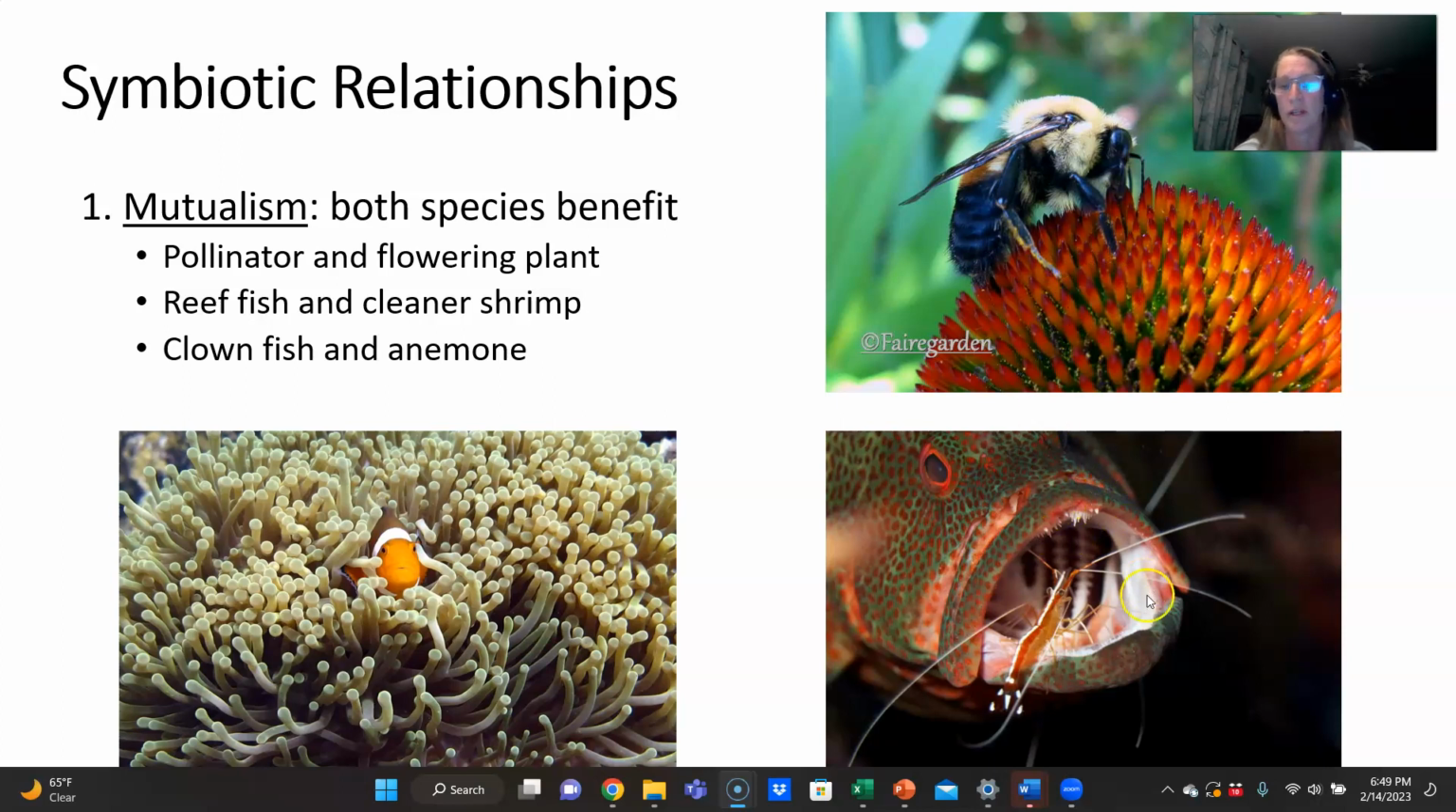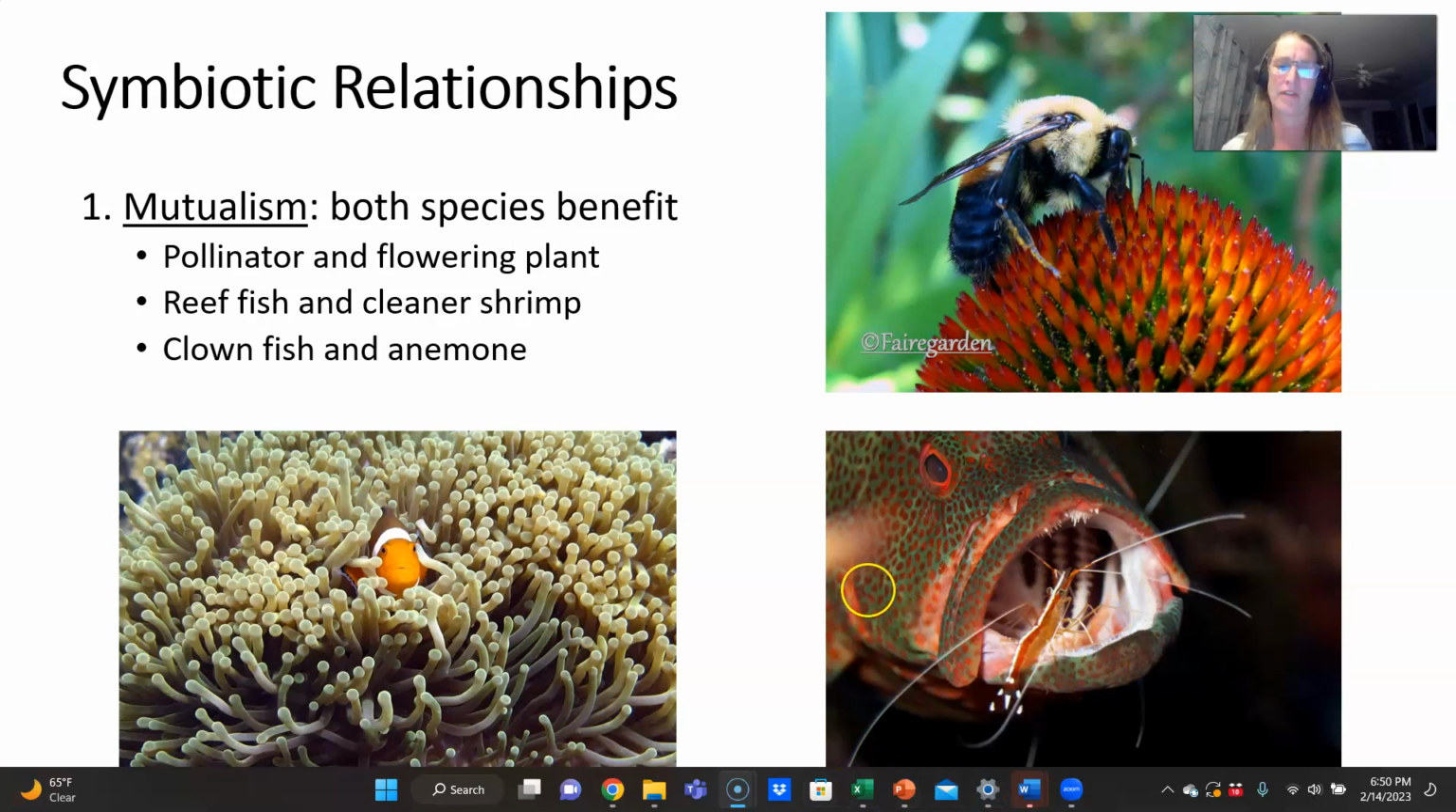The next example of a mutualism is this reef fish and a cleaner shrimp. So cleaner shrimp set up little spaces on a reef, sometimes on a coral head, and they can advertise to the fish around them. And you can see that this fish is clearly large enough to eat the shrimp. But the fish learn where the cleaner shrimp are, and they hover over the area where the cleaner shrimp is hanging out.